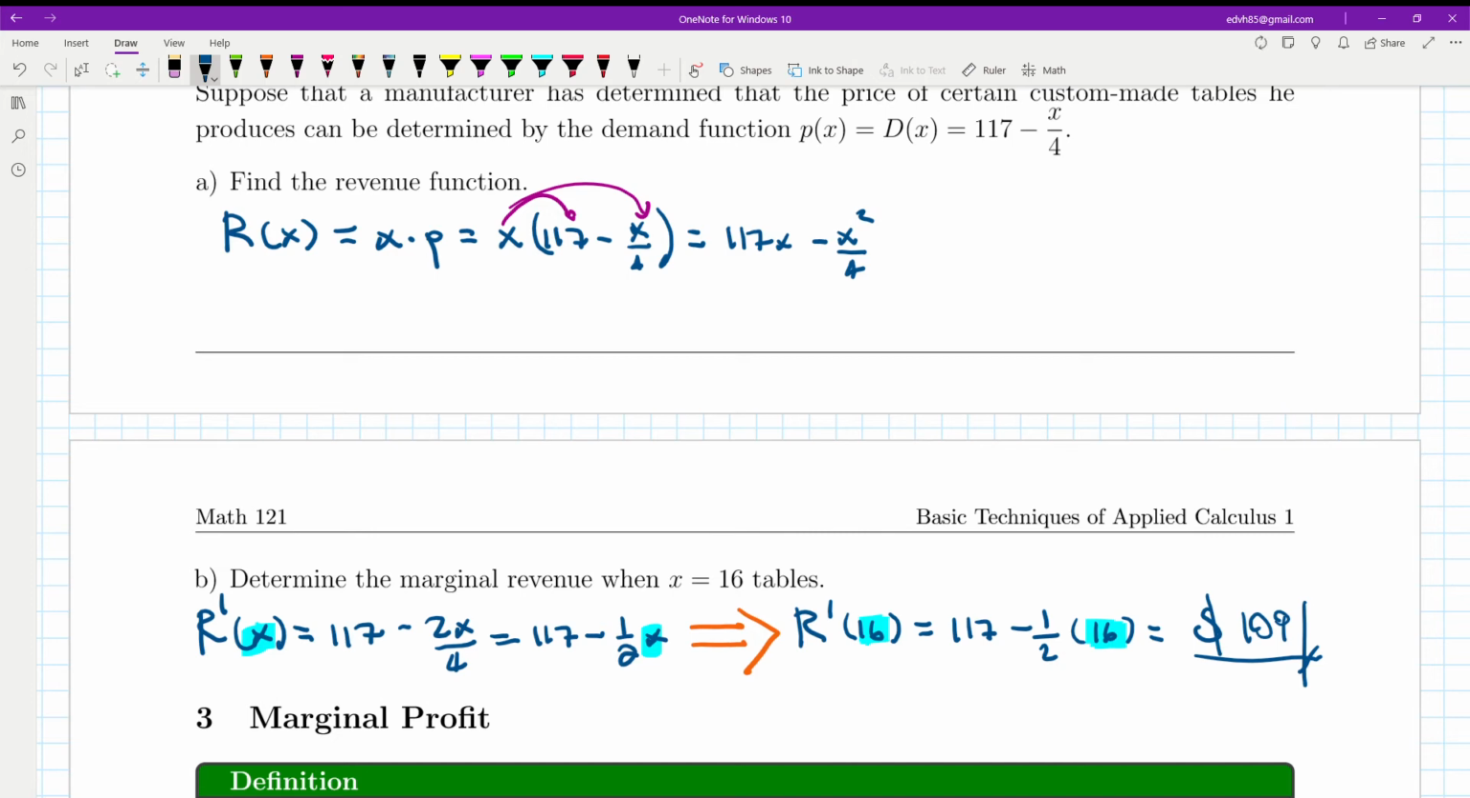So this means that even though the revenue is increasing at a rate of 100, the revenue is increasing at a rate of $109 per table at a moment where the 16th table is sold.